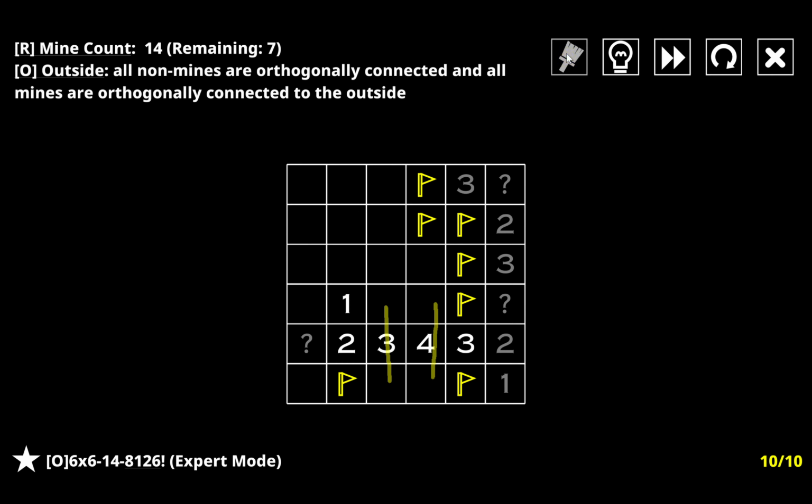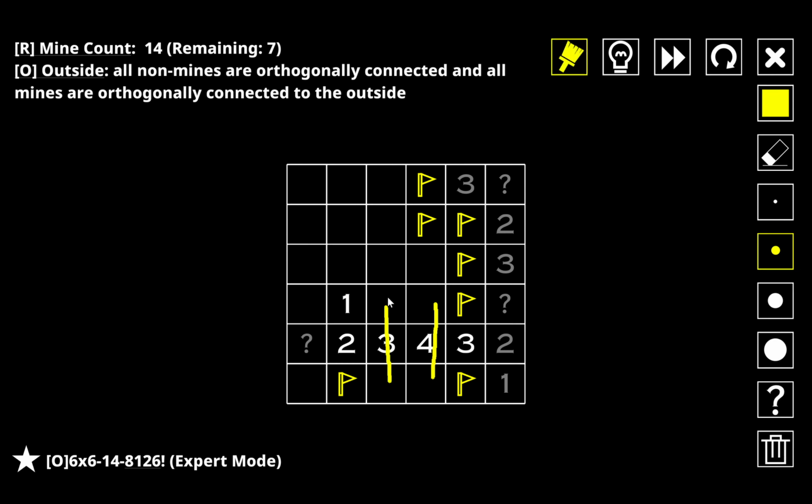Okay. So now, here's something interesting we can consider. What happens if there's a mine here? Well, then we know that these mines are finished. Actually, no, this doesn't really tell us anything on its own, does it? No, because that's still valid. I was thinking it might not be. That's my bad. That's okay.